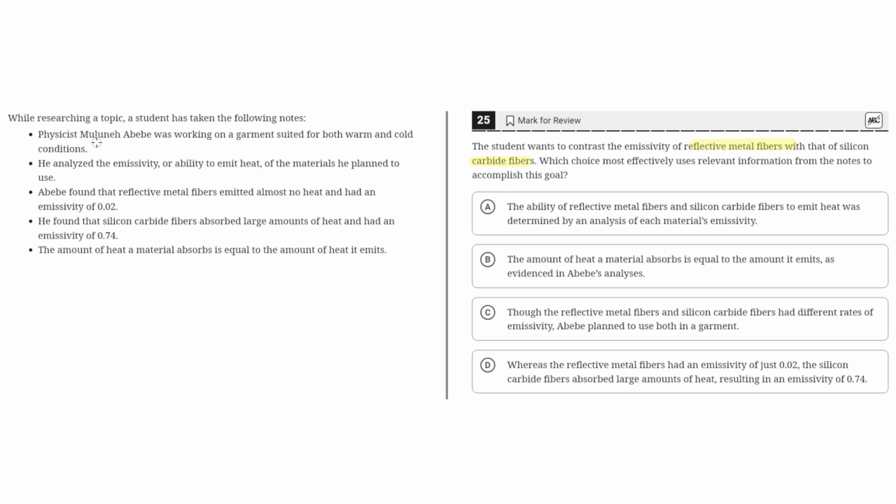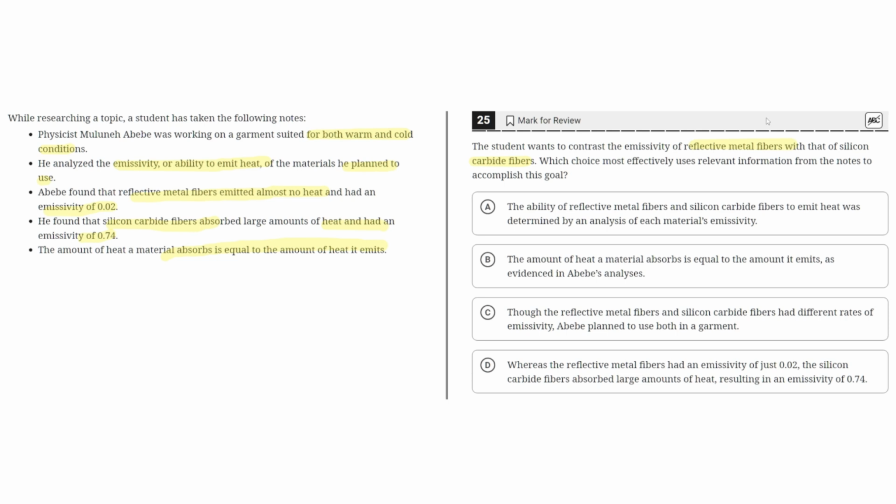Physicist Mulanella Abebi was working on a garment suited for both warm and cold conditions. He analyzed the emissivity, or ability to emit heat, of the particles he planned to use. Abebi found that reflective metal fibers emitted almost no heat and had an emissivity of 0.02. He found that silicon carbide fibers absorbed large amounts of heat and had an emissivity of 0.74. The amount of heat a material absorbs is equal to the amount of heat it emits.